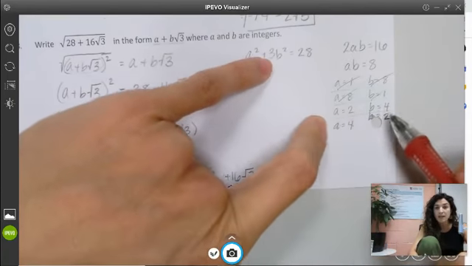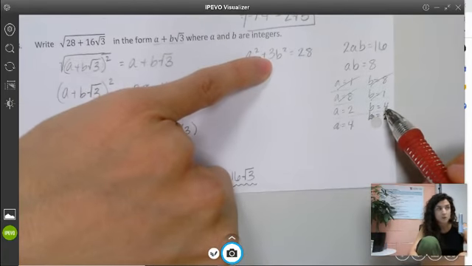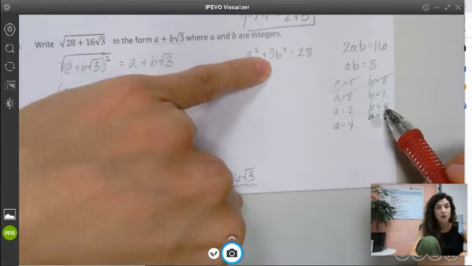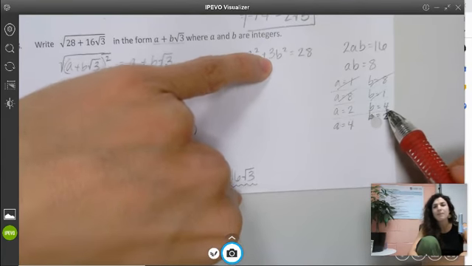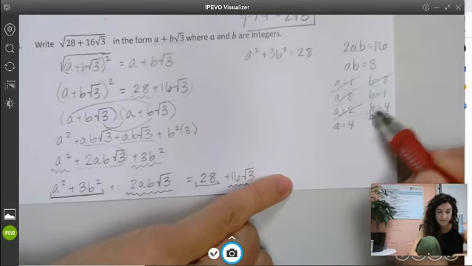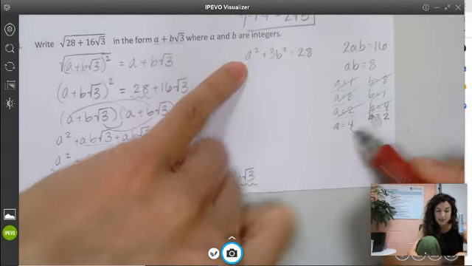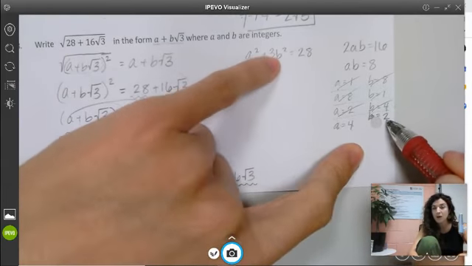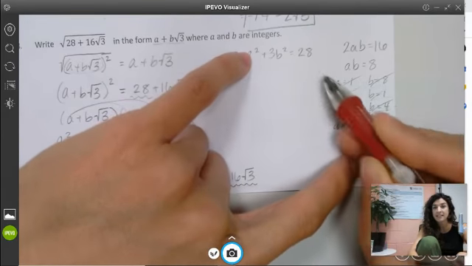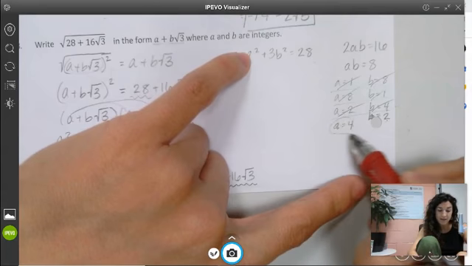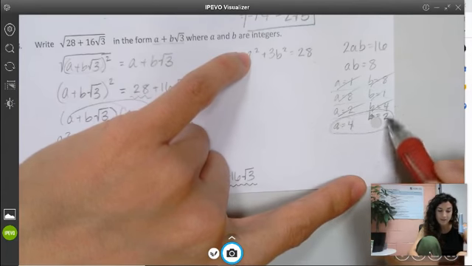2 squared would be 4 plus 3 times b squared, which is 16, so times 3 is 48, 52. Yeah. No. Bigger than 28. 16 plus, and then 4 times 3 is 12, so 12 plus 16 is 28, and we have a winner.